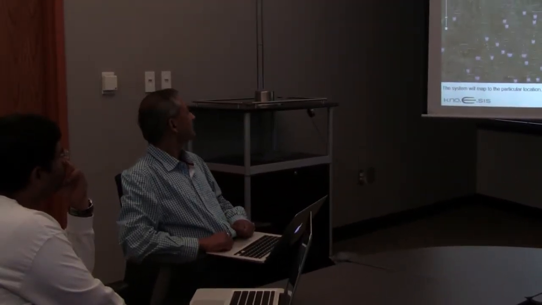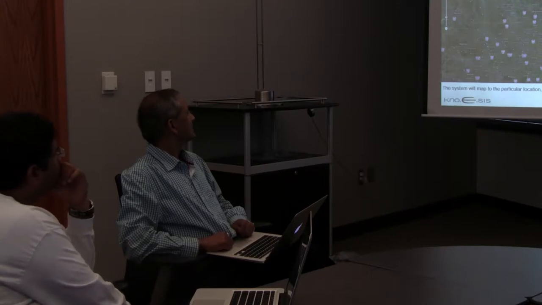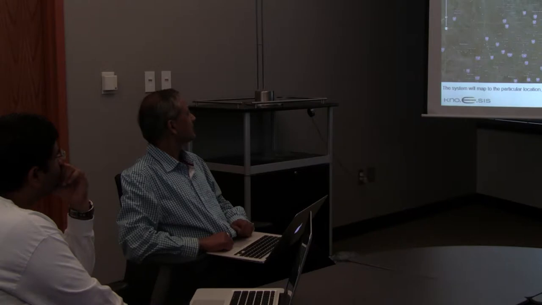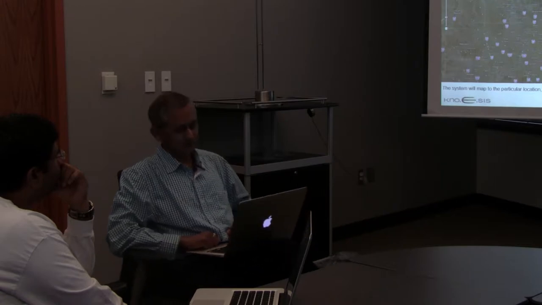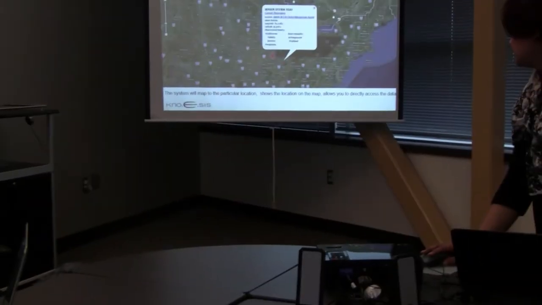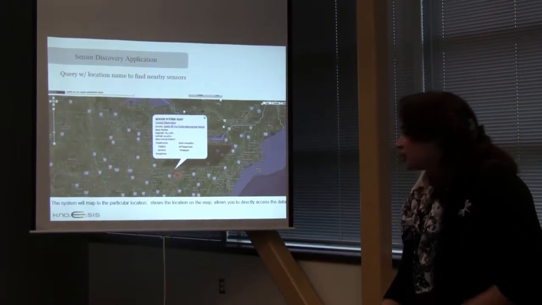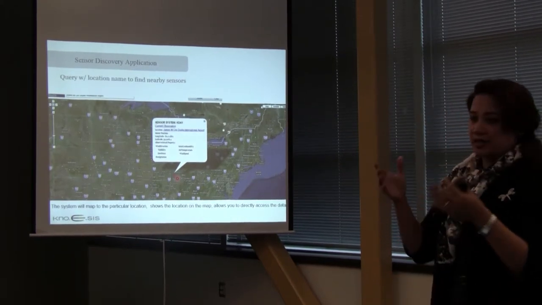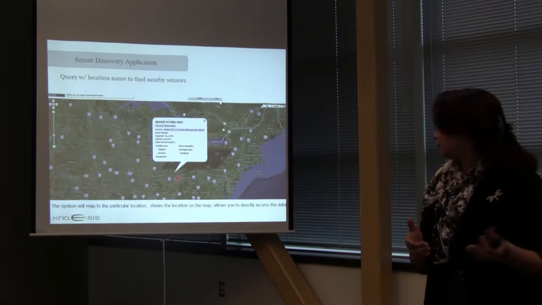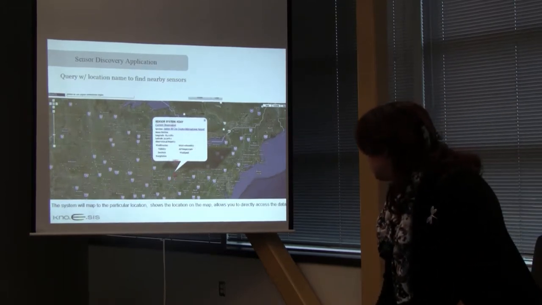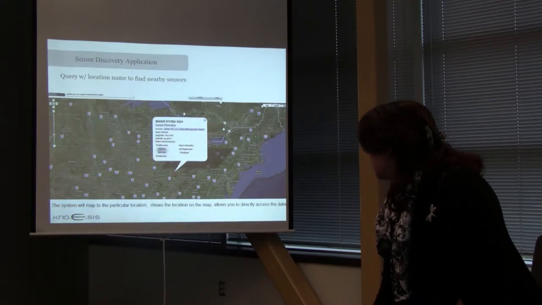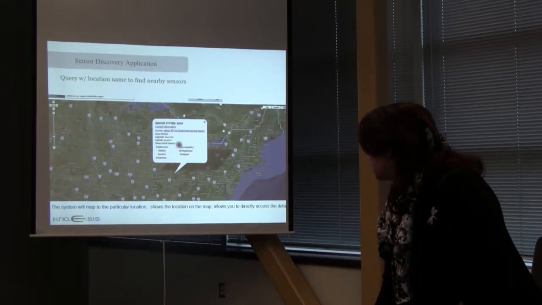There is basically a database of all the sensors, and what it has to do is find the nearest sensor to the location you mentioned. So first of all, it will select a particular location and show it on the map, allowing you to get access to the nearby data, either in real time or historically. And you can see here it gives other information as well, like wind speed, visibility, and humidity, and so on.